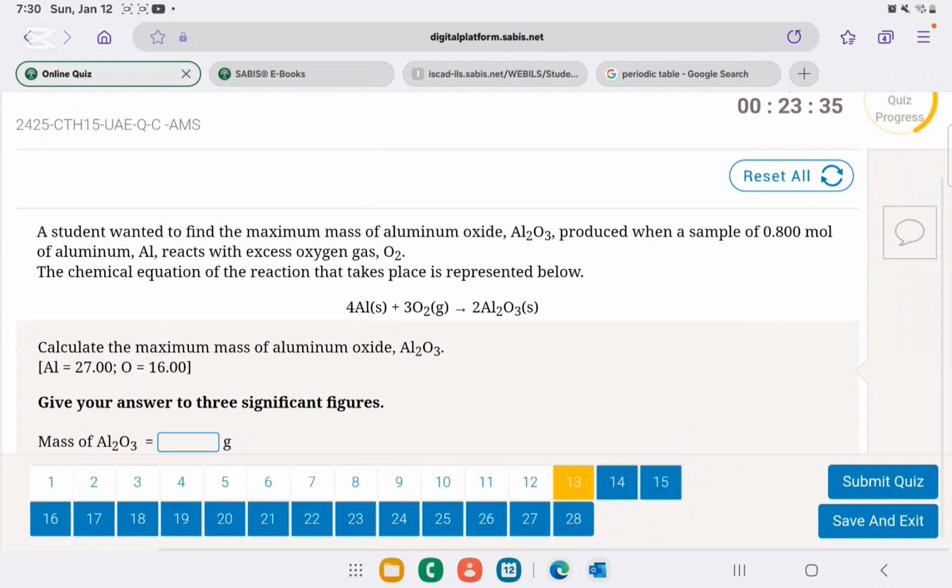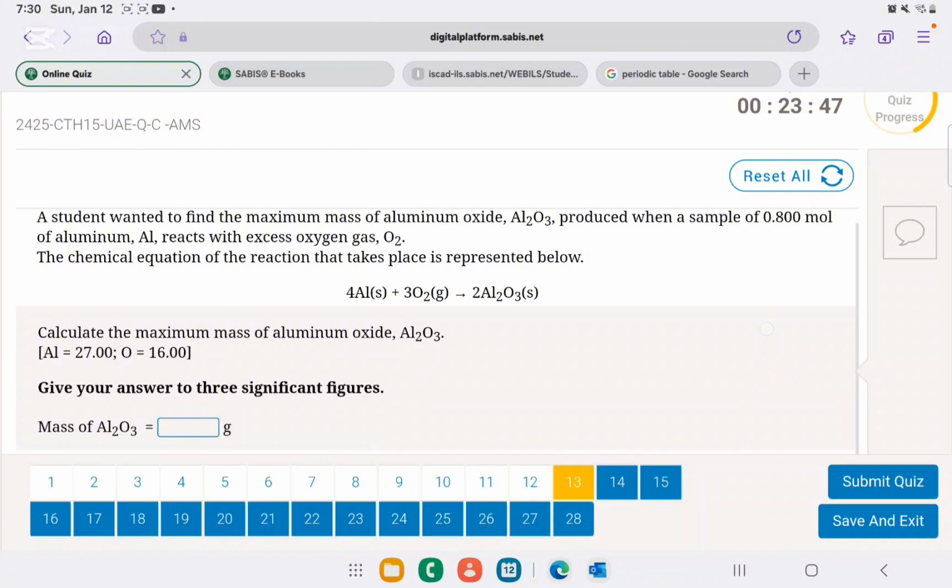A student wanted to find the maximum mass of Al2O3 produced when a sample of 0.8 moles of aluminium reacts with excess oxygen. The chemical equation of the reaction that takes place is presented below. So we just need to find the mass, okay? So let's look at our given. They told us that 0.8 moles of aluminium reacts with oxygen.